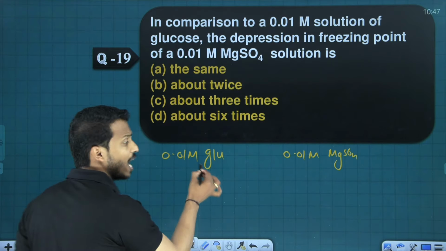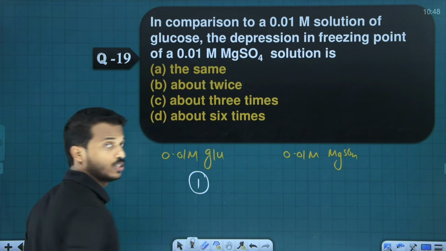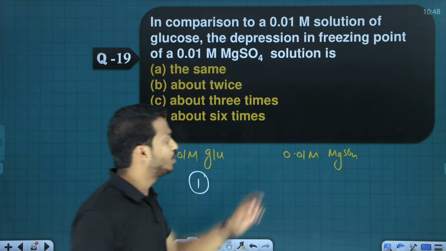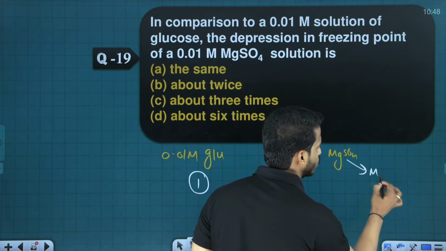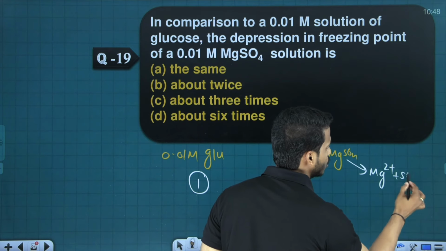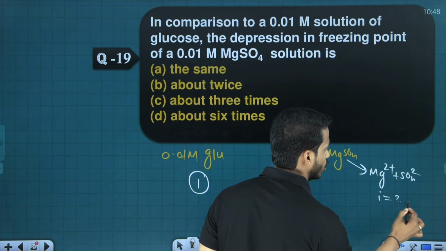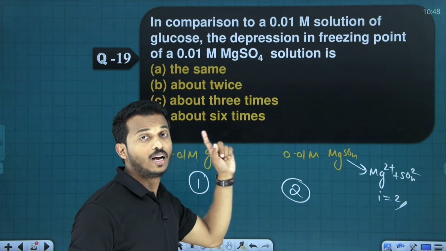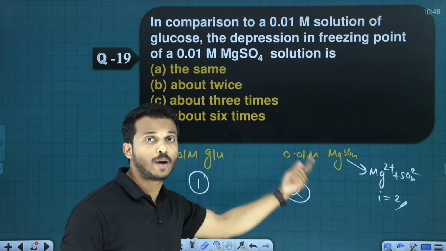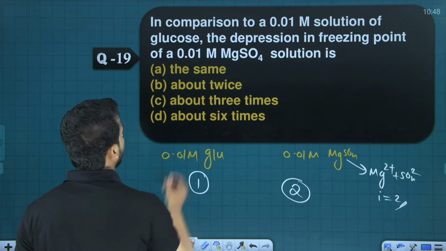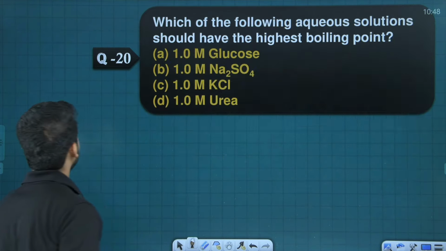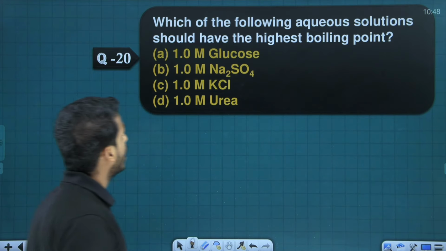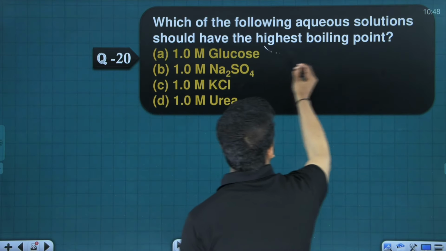So what is the i value of glucose? 1, because it's a non-electrolyte. But MgSO4 will break down as Mg2 plus and SO4 2 minus. So the i value is equal to 2. So here it is 1 time, here it is 2 times. So the depression in freezing point increases by 2 times, about twice.